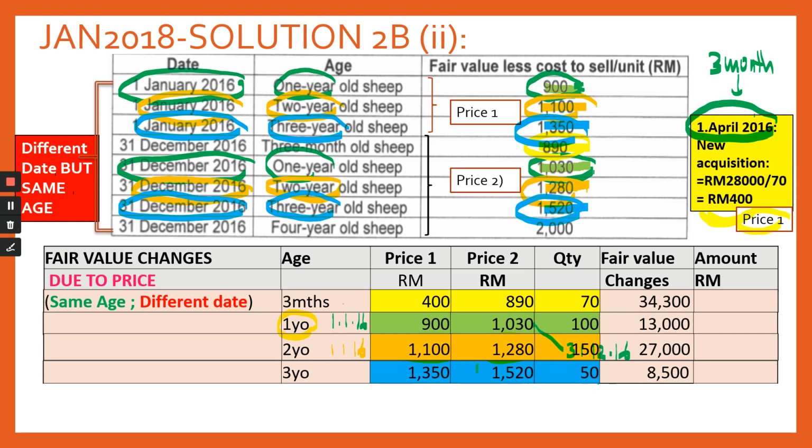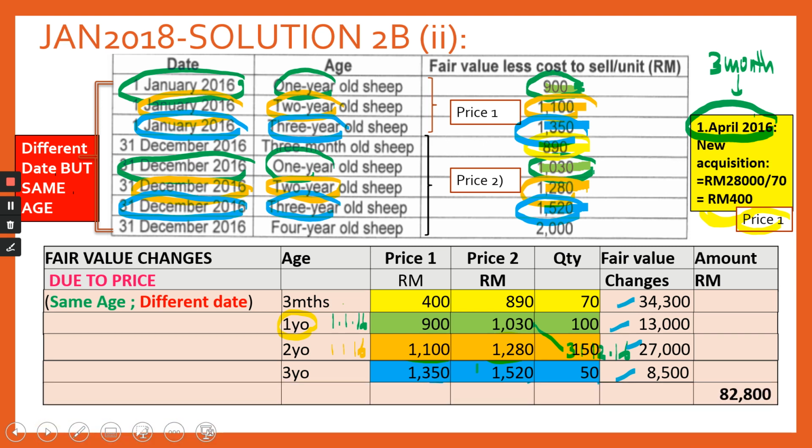You have 8,500. So the total from this 1, 2, 3, 4 will be the total gain or loss from your fair value change due to price change. So the total is 82,800.